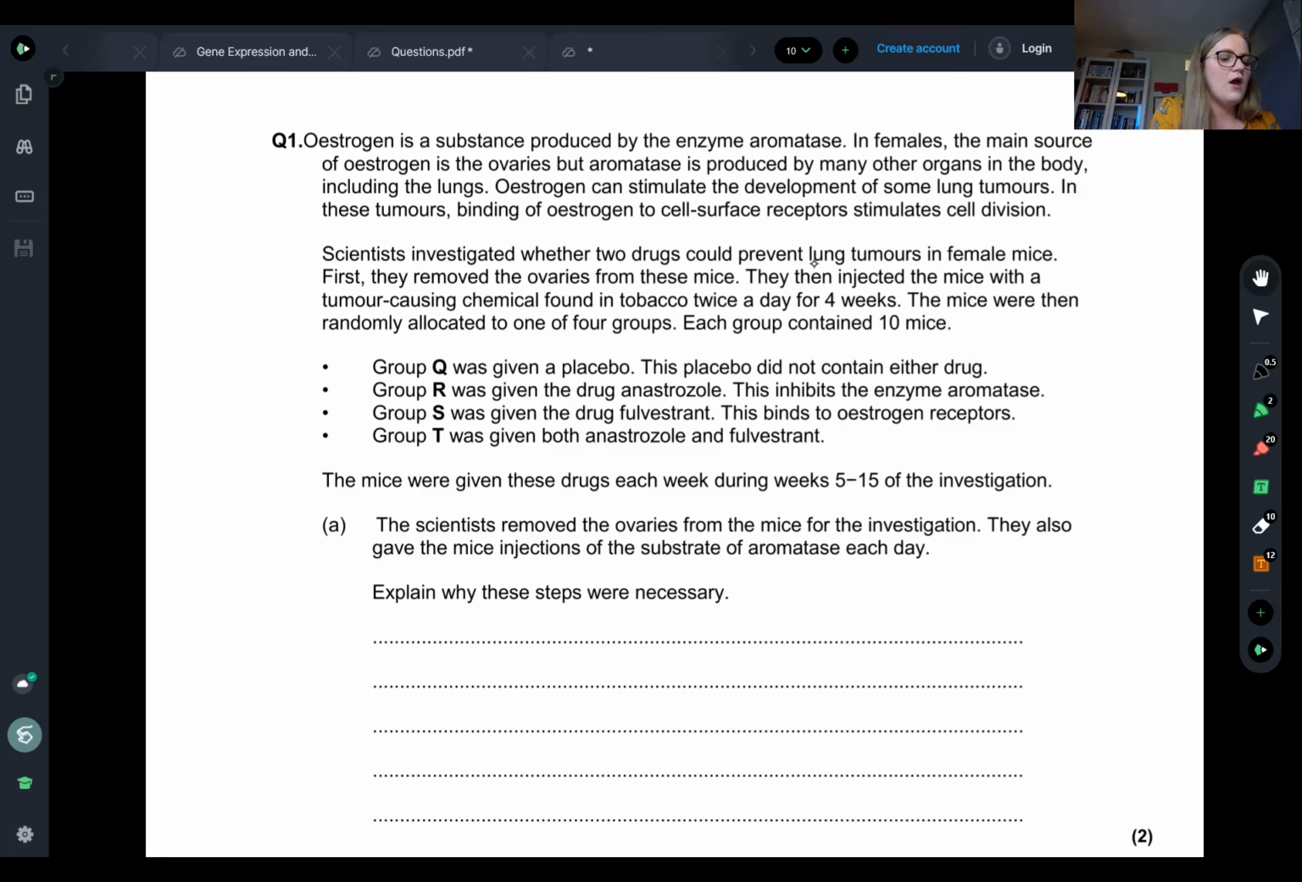So I'm going to read it out, and I'm going to highlight parts and sort of pick out for you which bits would be really important for us to pay attention to when answering these sorts of questions.